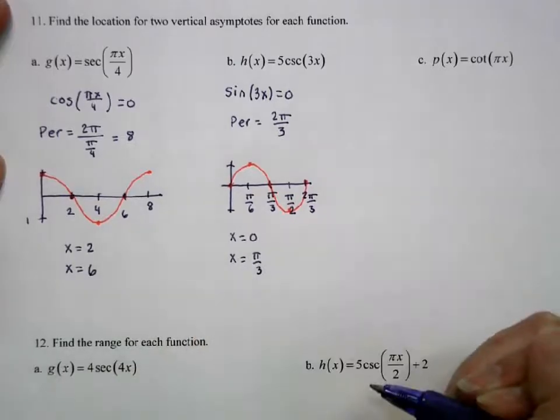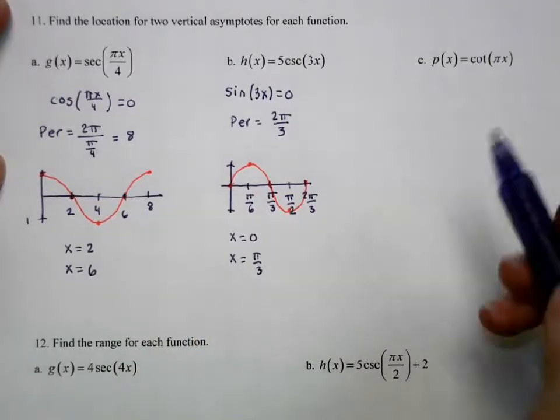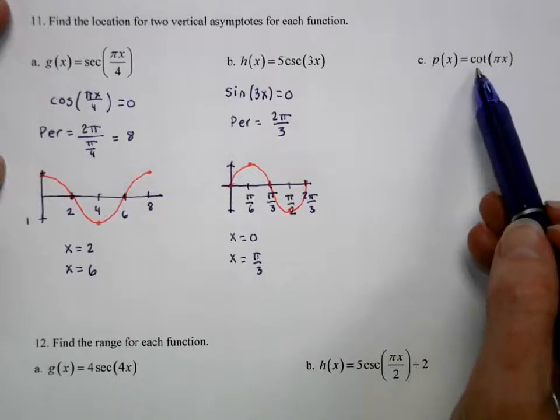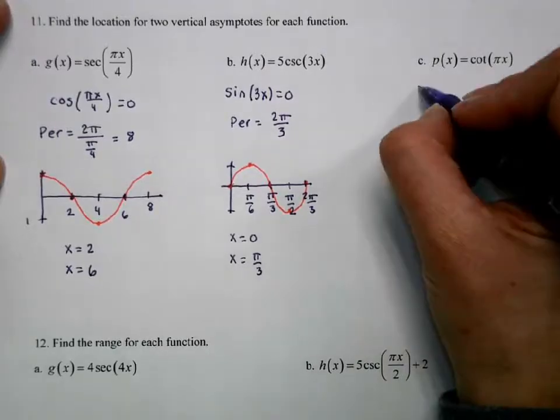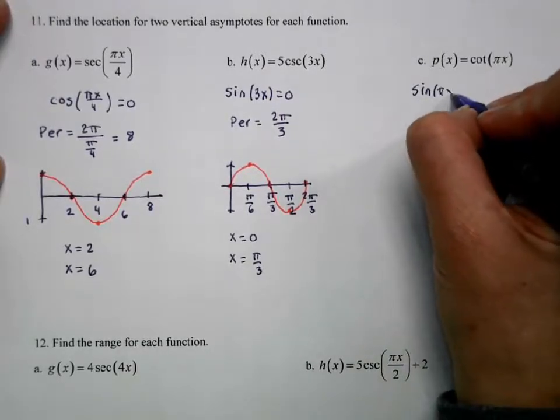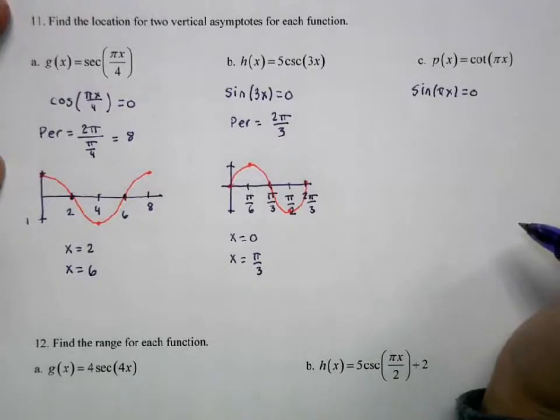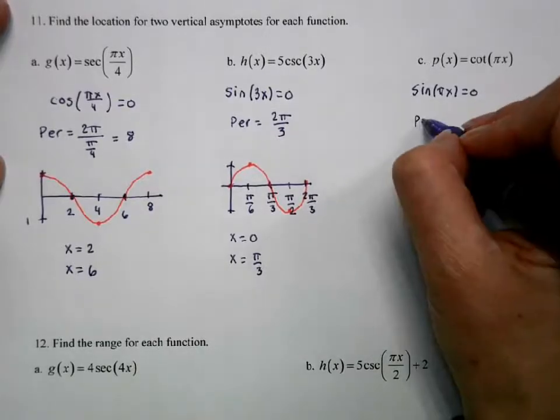Here, I want to look at the fact that cotangent is cosine over sine. So when sine pi x equals 0, that's my vertical asymptotes there. The period on that is going to be 2 pi over pi, which is 2.